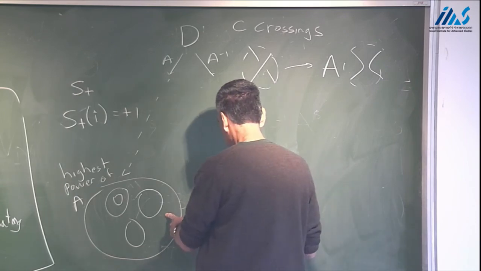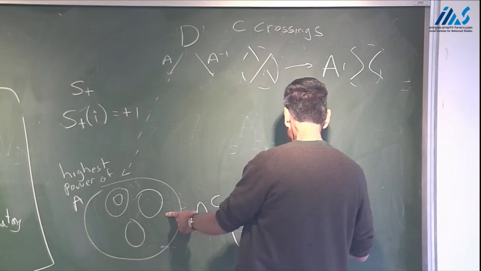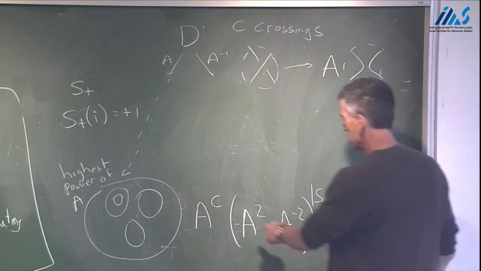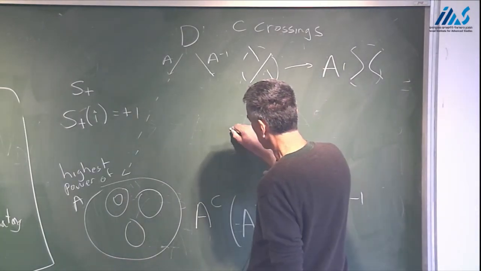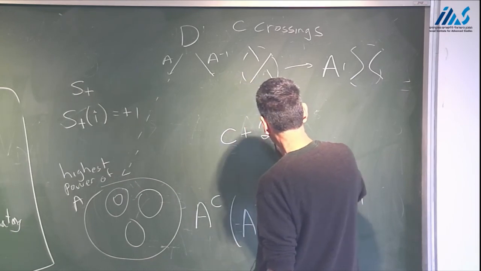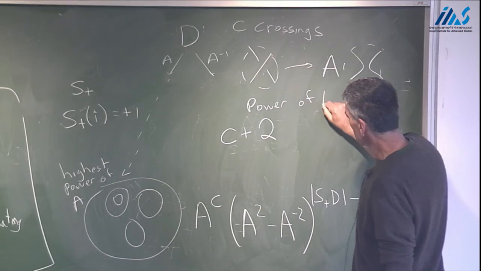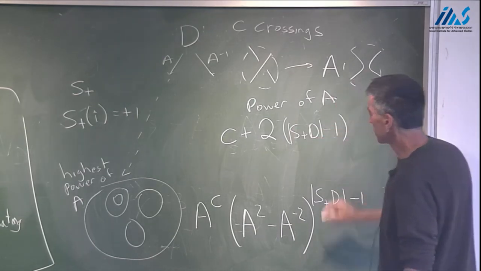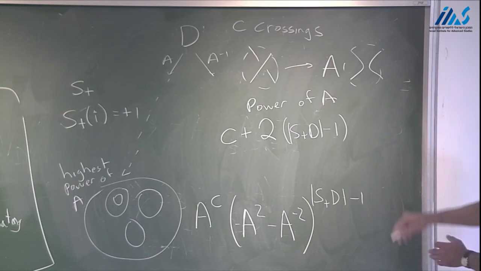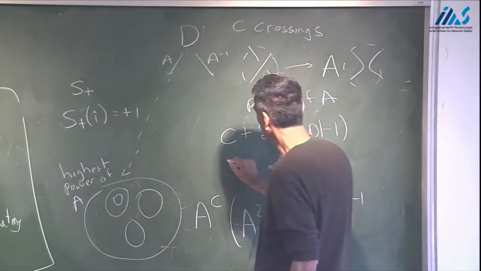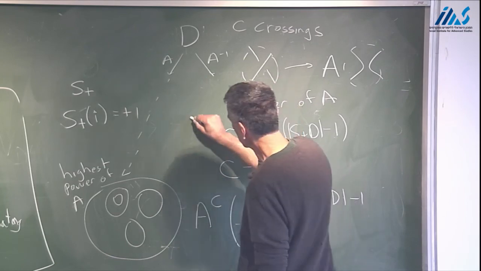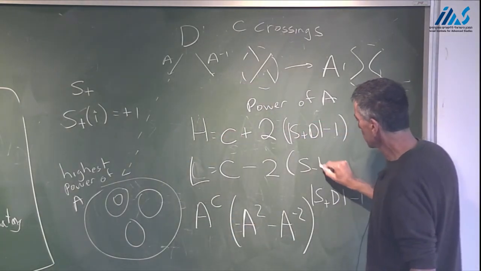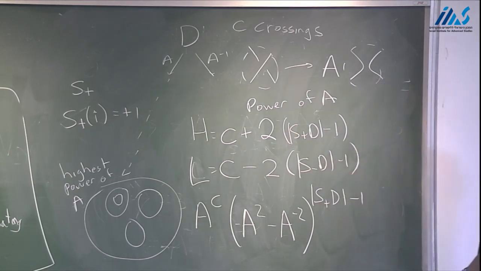Well, you have to multiply by the factor minus A squared minus A to the minus 2 raised to the number of curves minus 1. So that gives us the highest power of A we get is C plus 2. This is the power of A. C plus 2 times the number of curves minus 1. And similarly, if we take the S minus, we'll get C minus 2 times. So this is the highest power and this is the lowest power. C minus 2 times the number of curves here minus 1.